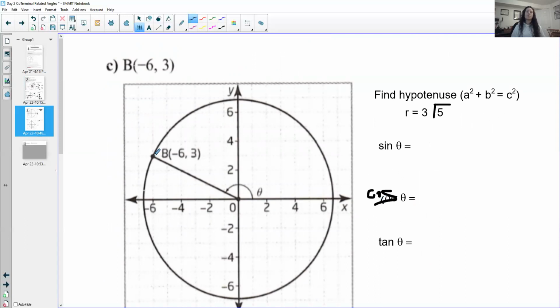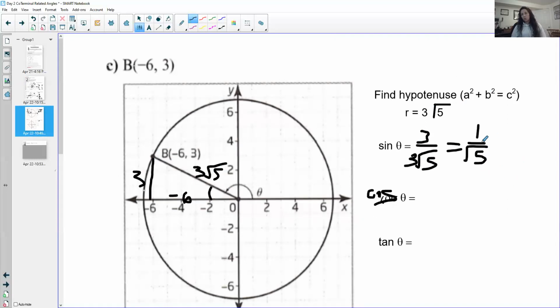Okay, here is a third point. Again, use Pythagorean theorem. So the x is -6, the y value is 3, and the hypotenuse, I did it earlier, you get 3 root 5. And we're using this triangle right here. Sine is opposite over hypotenuse. So this is 3 over 3 root 5. If you simplify this, you should get 1 over root 5.